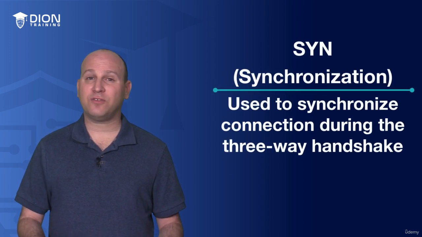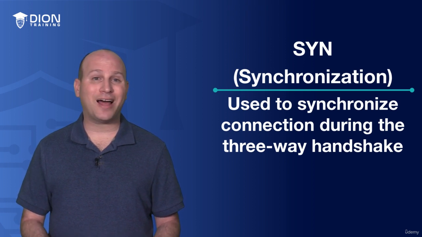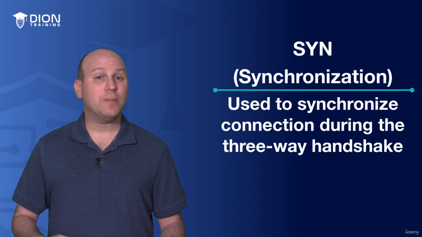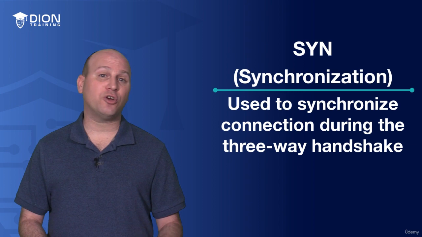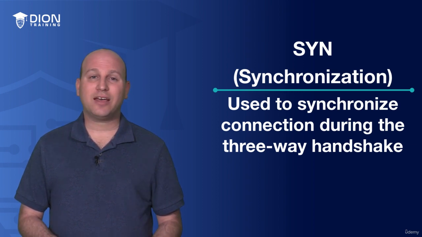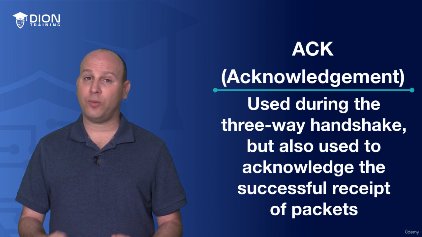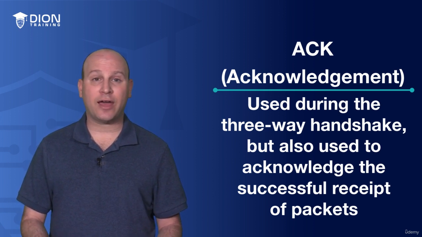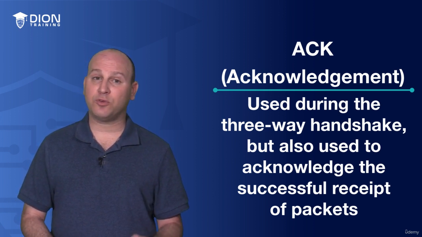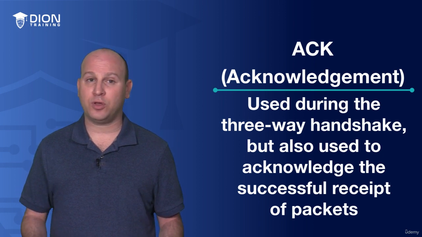First, we have the SYN flag, or synchronization flag. This is by far the most well-known flag in TCP communications because it's used to synchronize the connection during the 3-way handshake. Next, we have the ACK, or acknowledgement flag. This is also used during the 3-way handshake, but in addition to that, we use it to acknowledge the successful receipt of all the packets during the communication.